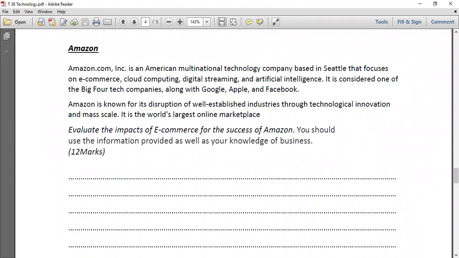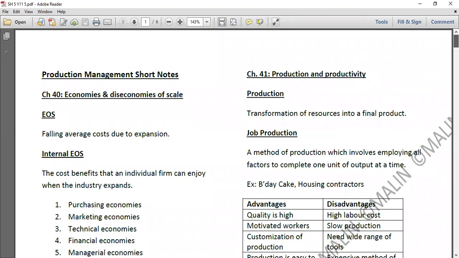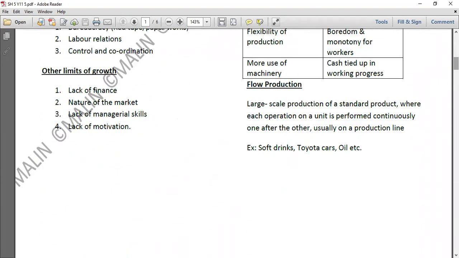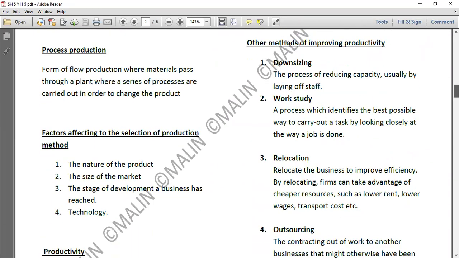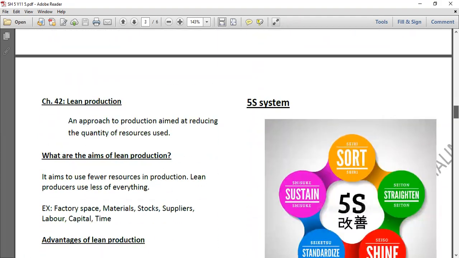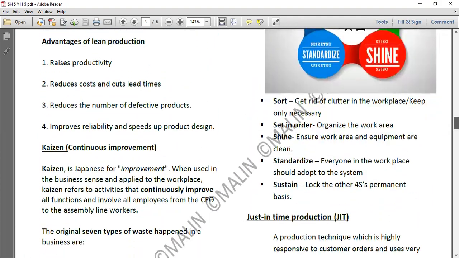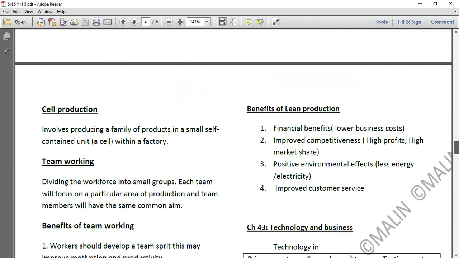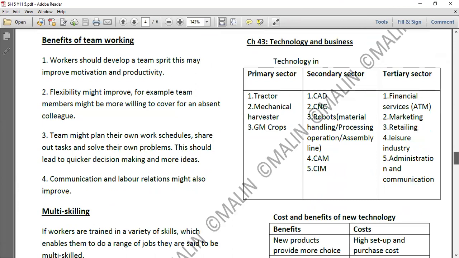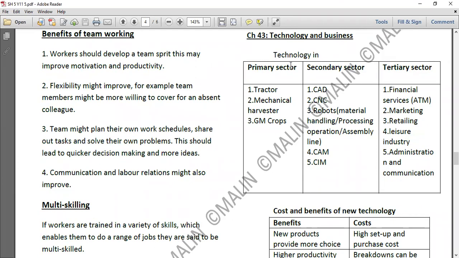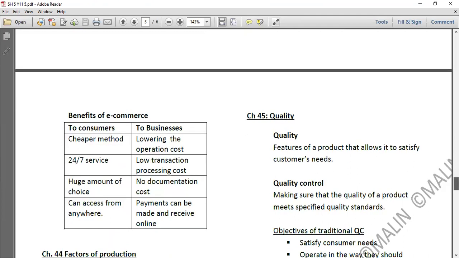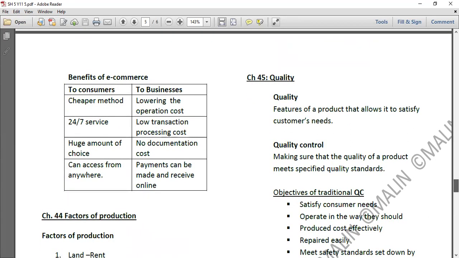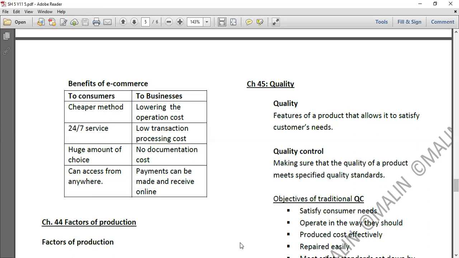In the short note part also, I have given all the materials: production, productivity, economies of scale. In the technology lesson, I have given everything, mainly the advantages and disadvantages of technology. This lean production chapter 42, just-in-time systems, everything. I have already shared this with you. And also in technology business, I have given everything again: technology, primary sector, secondary sector, tertiary sector, costs and benefits of technology, e-commerce, B2B, B2C, two types, benefits of e-commerce to consumers and to business. So this is the way that you have to study from the short notes.